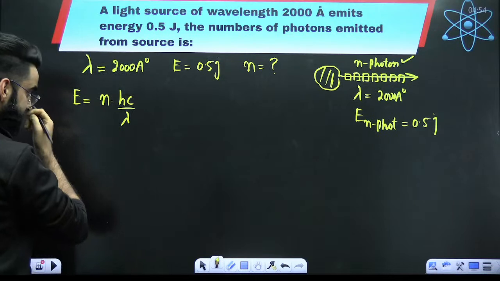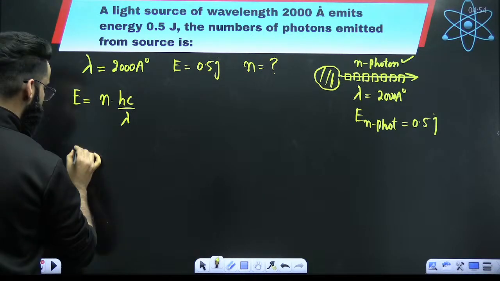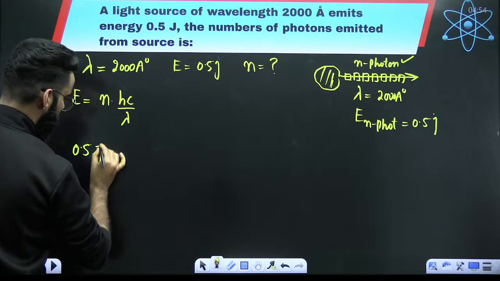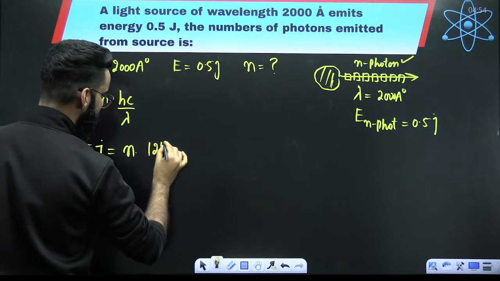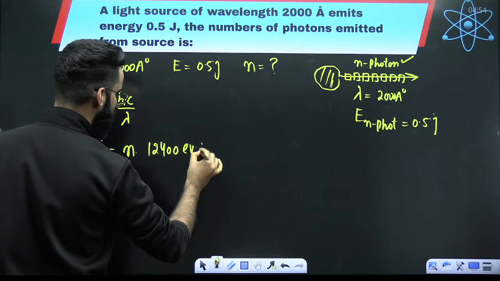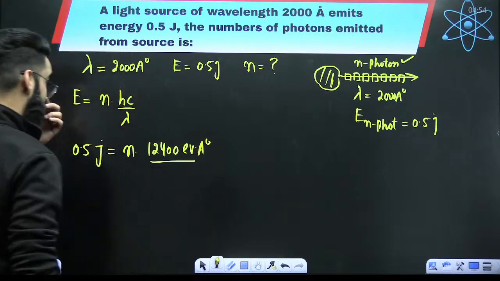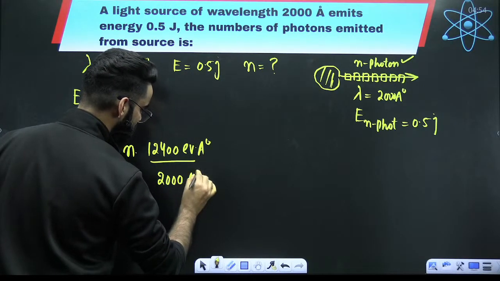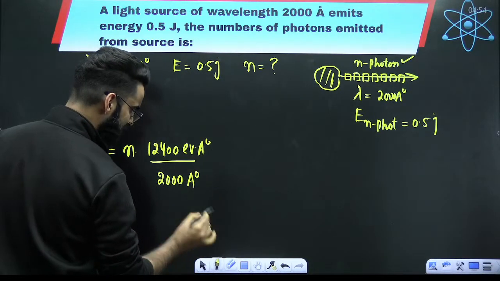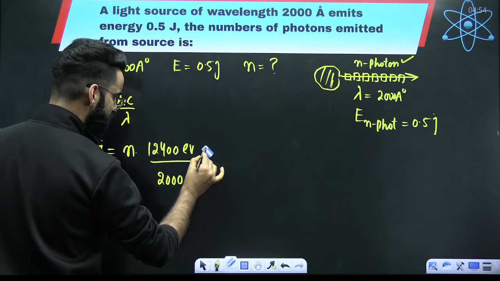Now, dear students, try to understand one simple thing. Energy is given to me as 0.5 joules. 0.5 joules is equal to n times h multiplied by c. I'll be taking the value as 12400 electron volt angstroms divided by lambda. Lambda is given as 2000 angstroms. So can I say this angstrom gets cancelled? Absolutely. So this angstrom and this angstrom gets cancelled.